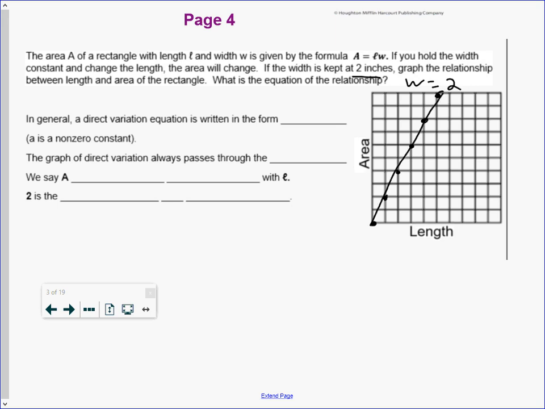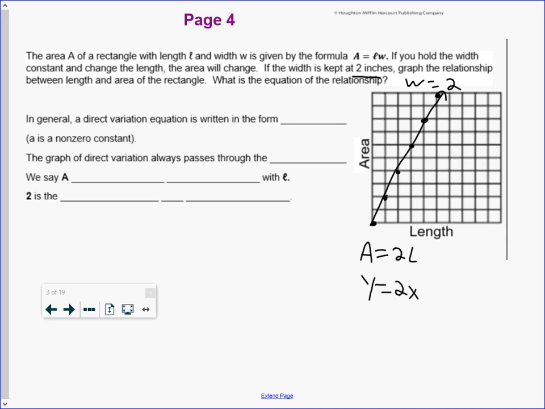So this is essentially what my graph is going to look like. This is what A equals 2 times L is going to look like. It's the area equals the width of 2 times my length. And that looks very similar to y equals 2x, because it is the exact same graph. It's just a regular straight line with a slope of 2. That's exactly what it is, and that's what a direct variation is going to be.